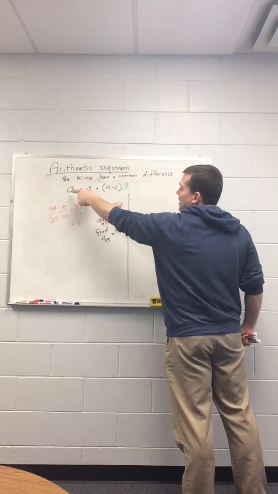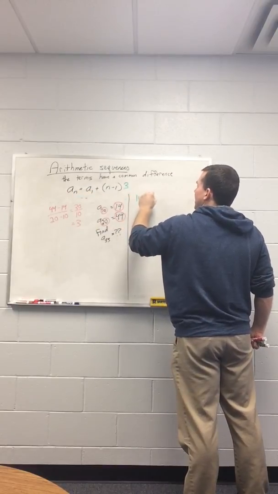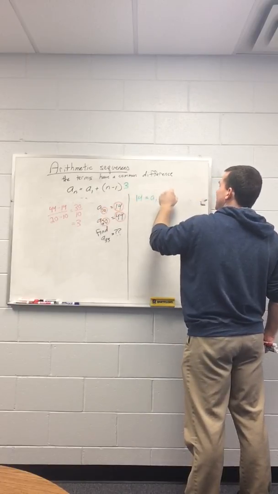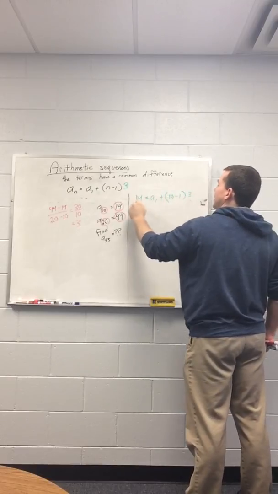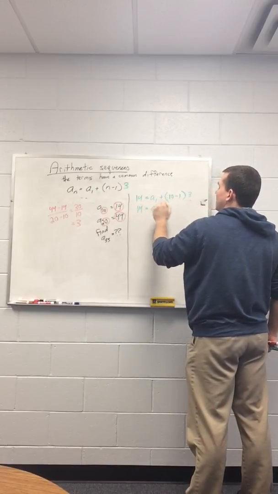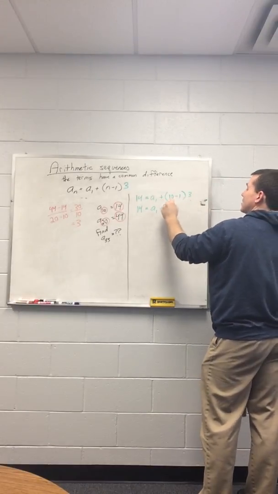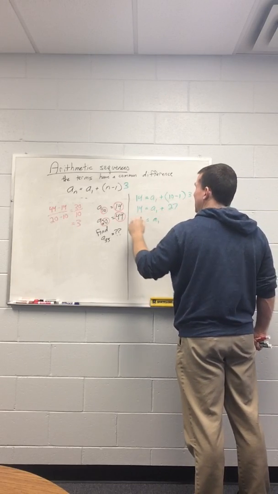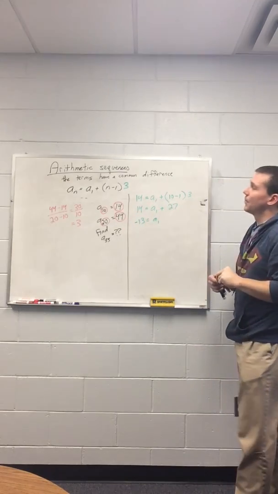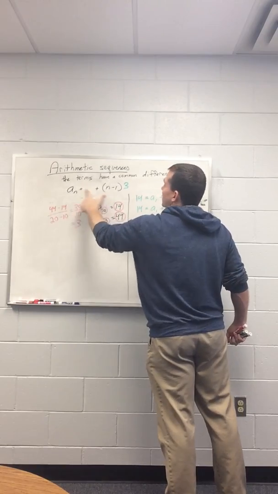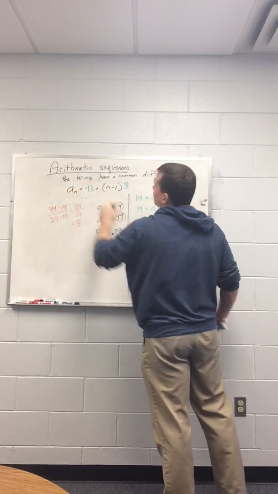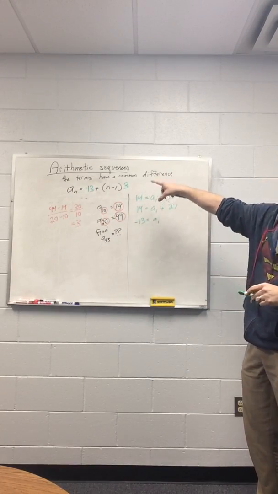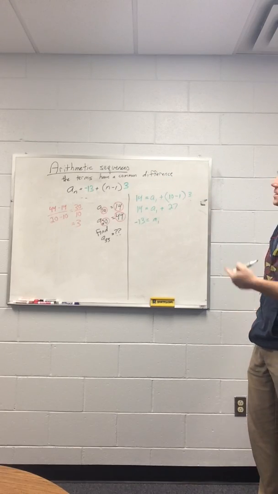A sub 10 is 14. So 14 equals a sub 1 plus n minus 1. N is 10, so this is 10 minus 1 times 3. 14 equals a sub 1 plus 10 minus 1 is 9. 9 times 3 is 27. And then subtract the 27 over. A sub 1 is 14 minus 27, which is negative 13. Now I can fill that into my equation. A sub 1 is negative 13. Well, now I can solve the problem I want because now I have an explicit formula for this sequence.